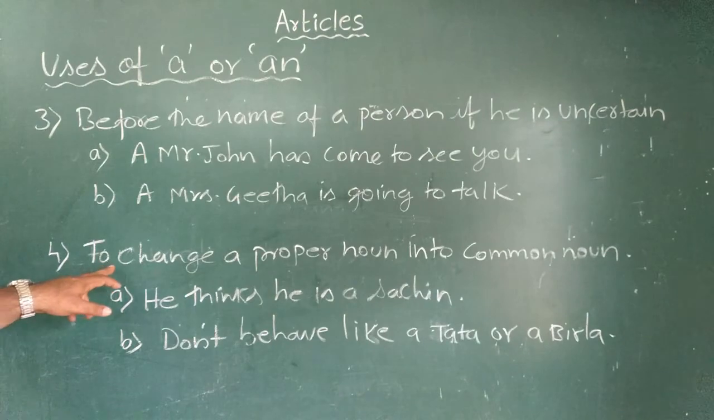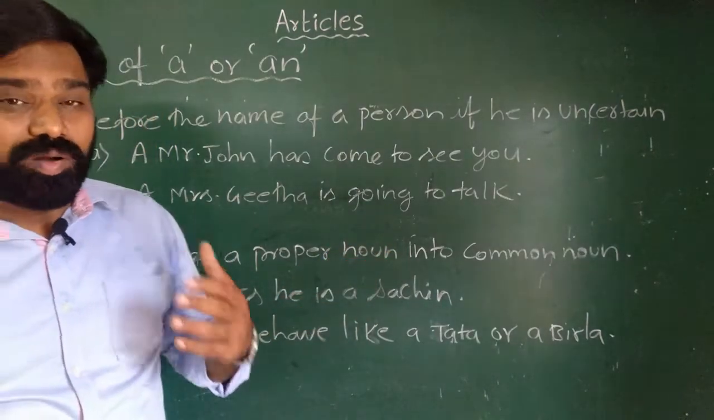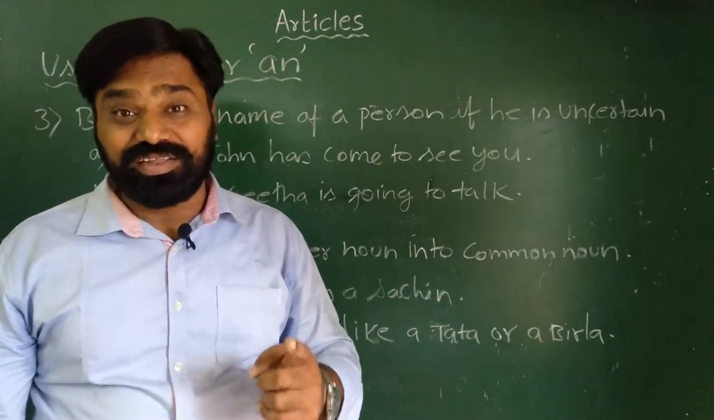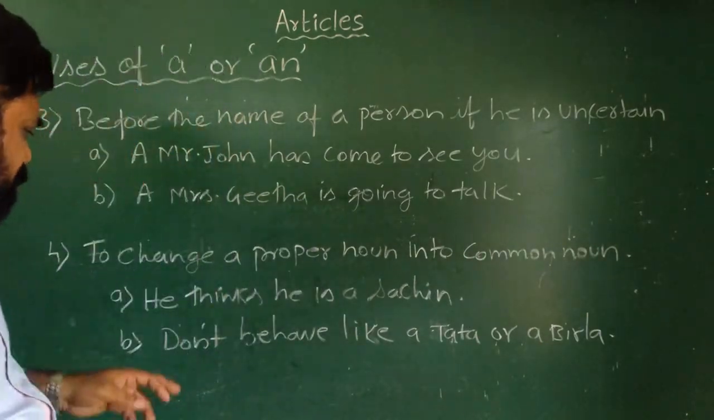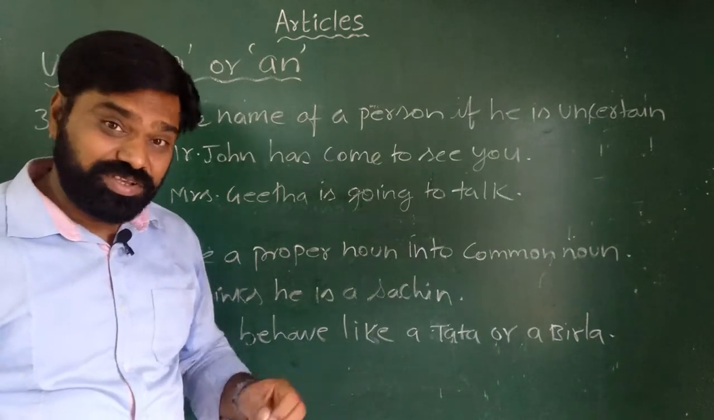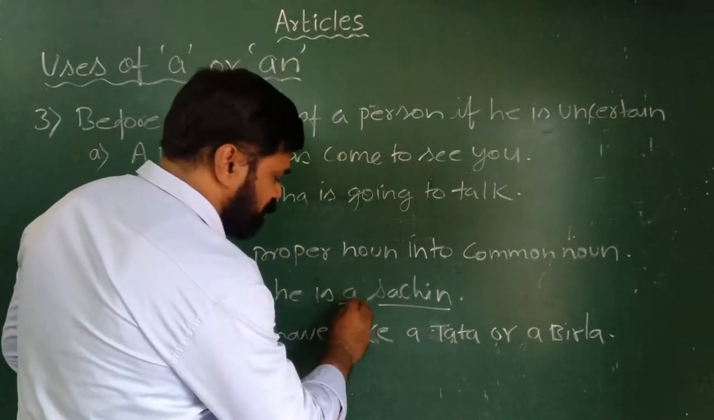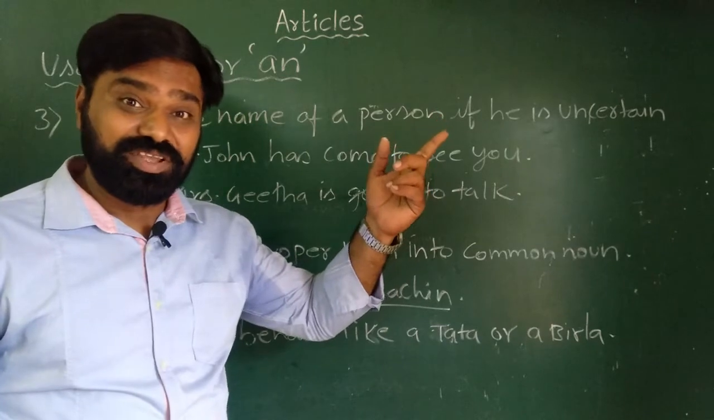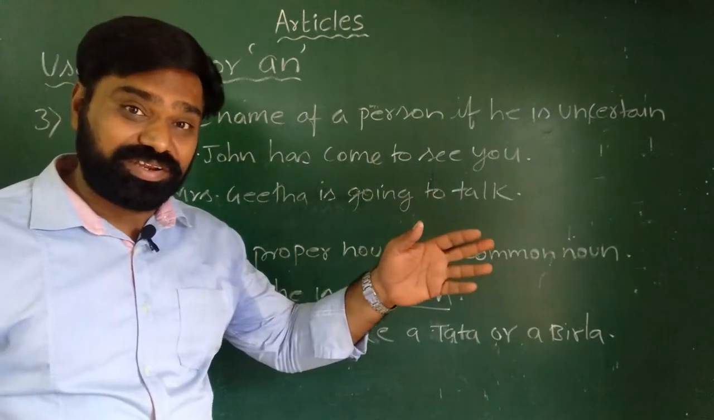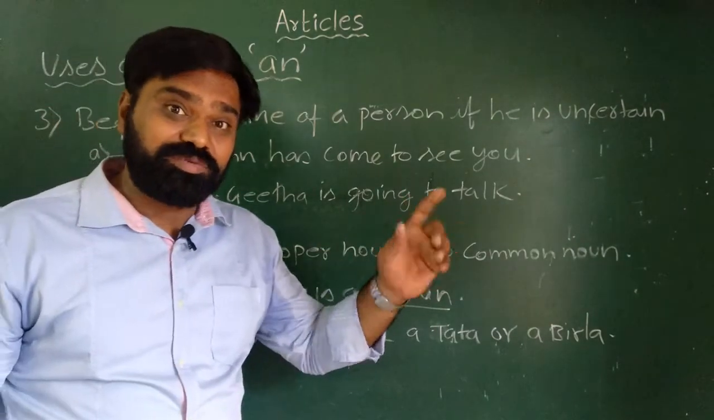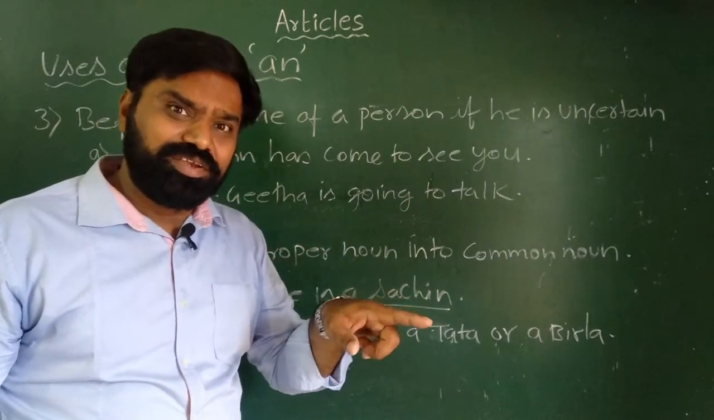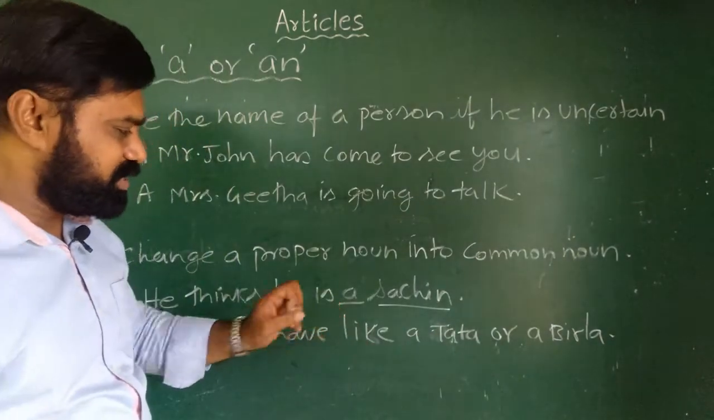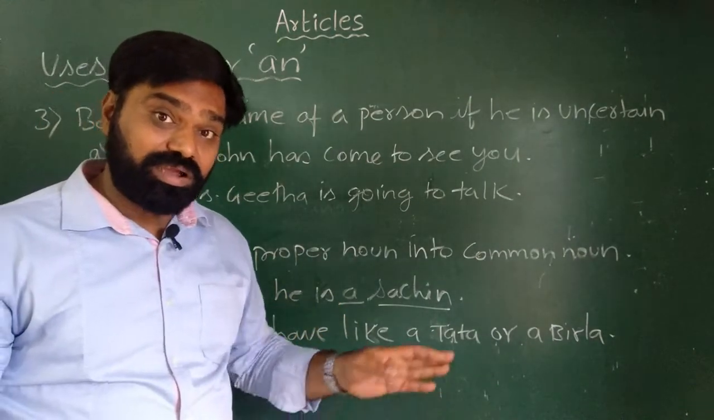Then the next case is to change a proper noun into a common noun. If you want to change the meaning of a proper noun into a common noun, we can use article a or an there. Let us see how this happens. He thinks he is a Sachin. Here Sachin is a proper noun, but before it we are using article a, because we here don't mean Sachin himself. We here mean Sachin as a good cricketer. So when I say he thinks he is a Sachin, it means he thinks himself to be a good cricketer. So we are using Sachin not as a proper noun but as a common noun. So we can use a there. Similarly, don't behave like a Tata or a Birla.